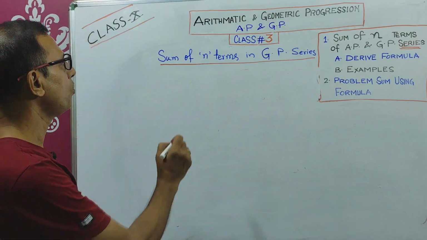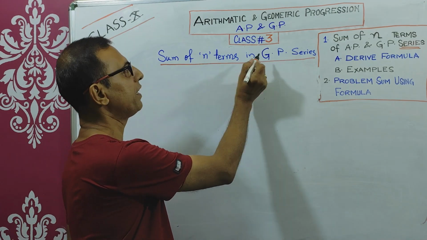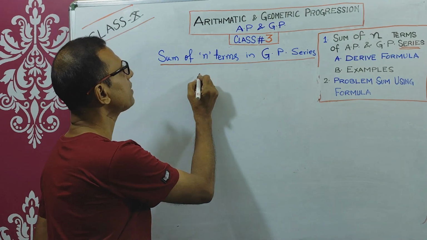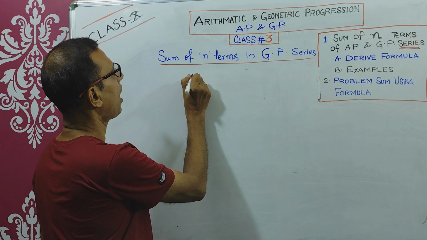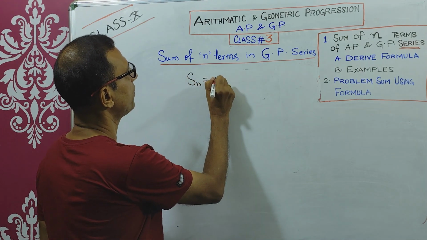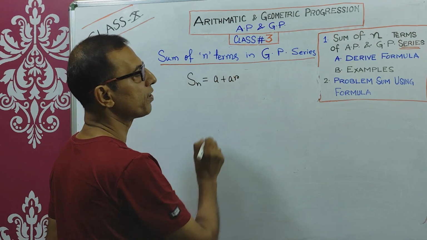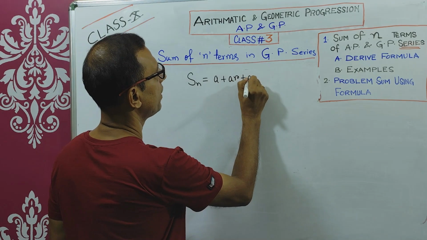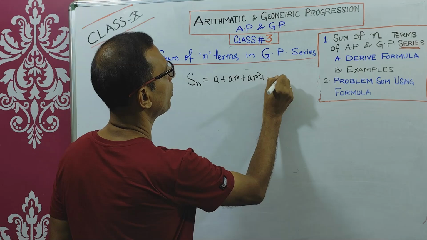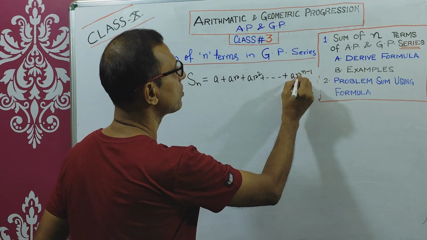Got it? Now the same thing we will do for GP series. How to find out the summation of n terms in a GP series. So for GP series, how we can write down Sn, summation of n number of terms. First term is a, second term is ar, r is the common ratio, third term is ar square, and going on, last term is a into r to the power n minus 1, because it is the nth term.